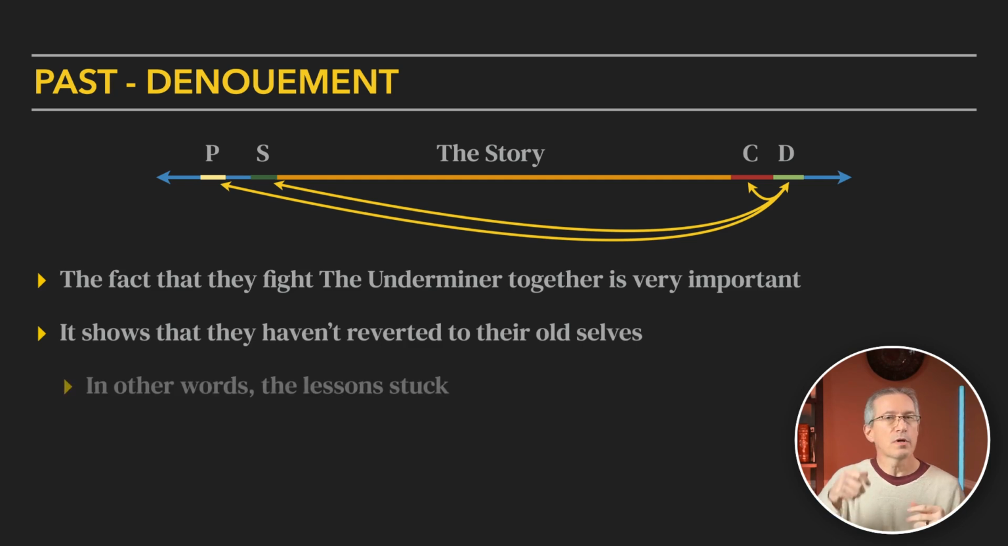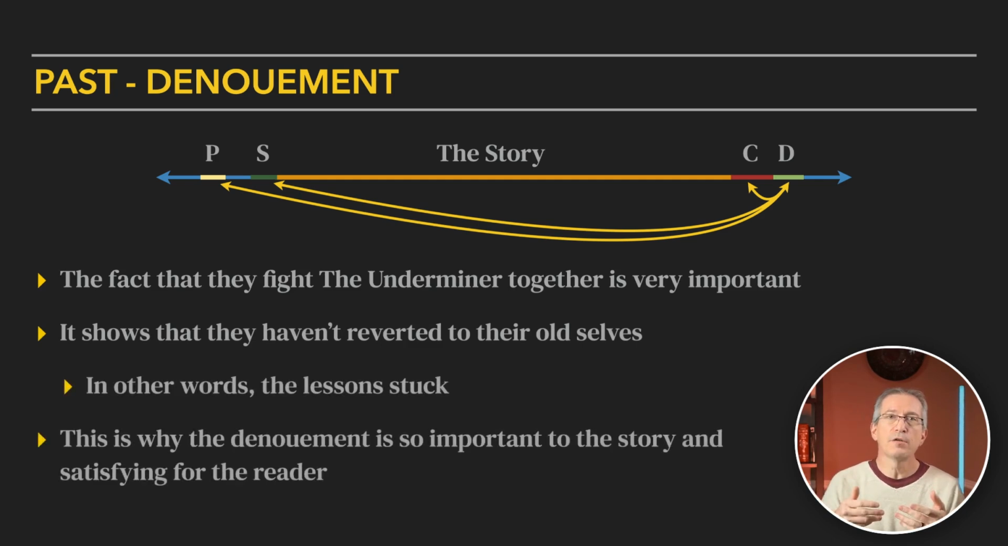The Incredibles family put on their masks and they're ready to fight the Underminer together, and that's where the movie ends. And the fact that they do that together is very important. It shows that they haven't reverted to their old selves. So we've seen some change during the denouement, and now we've seen that the lessons that they learned throughout the story and during the climax have stuck. And this is why that denouement is so important to any story and satisfying for the reader in the end.